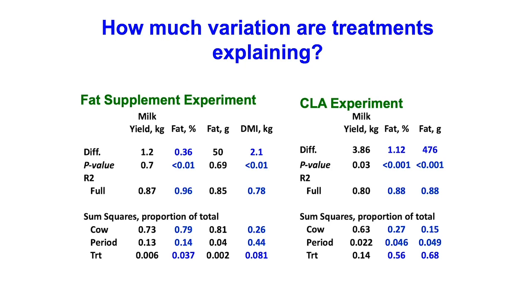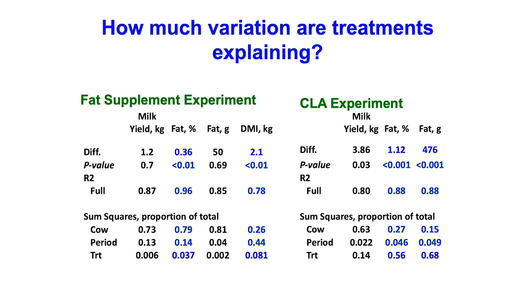Only 4% of the sums of squares, 4% of that variation, was our treatment for fat percent. 8% for this 2 kilo difference in dry matter intake, right? So that's not a lot of the variation. Significant effect of treatment, important effect of treatment, but it's not explaining a lot of the variation, right? And this is what I'm saying: there's a lot of other things explaining variation in these, and they may be interacting with our treatments.